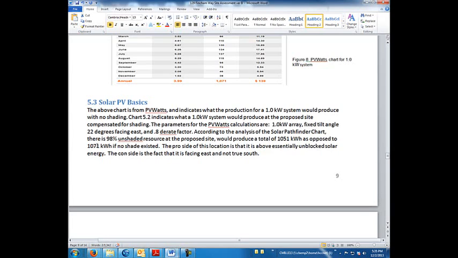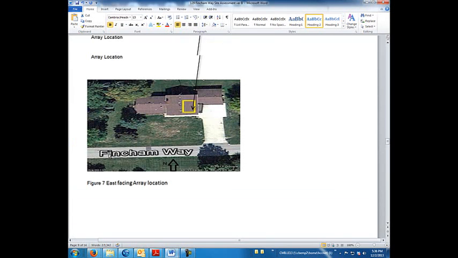If there was no shade, it was 1,071. And you want to talk about the pros and the cons of that. That's really what section 5 is. What does the proposed location give you? Could we have done a site on the west side of the building? And the answer possibly could have been yes.